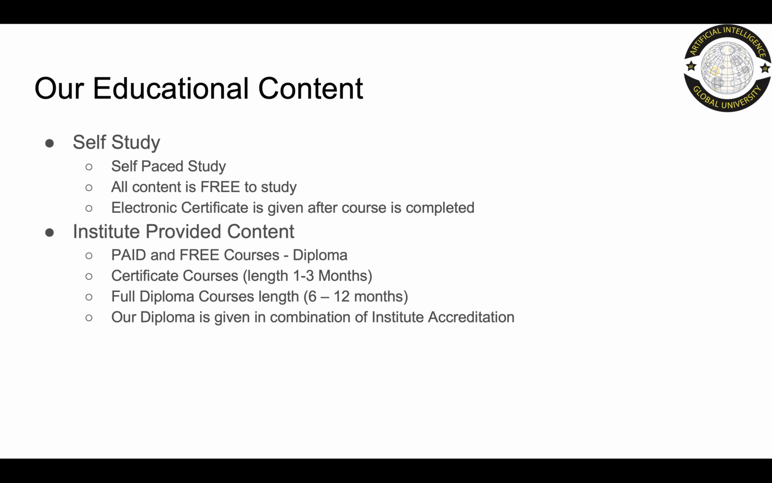Our educational content is divided into two categories: self study and institute provided content. Self paced studies are available for the students who are not connected in one way or another with any institute. This way, they can learn the prerequisite courses so that they can prepare for institute provided content. Within the institute provided contents, there are paid and free courses. Certificate courses, we call them, are 1 to 3 months delivery. Diploma courses are about 6 to 12 months, and diploma courses can be given in combination with institute accreditation.